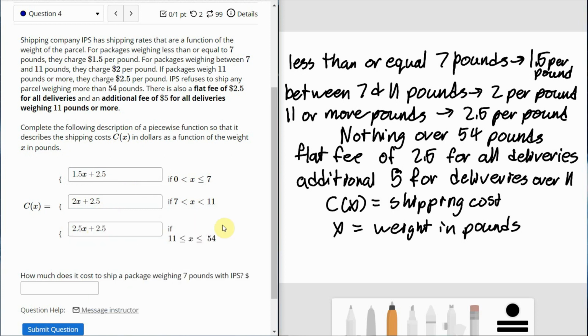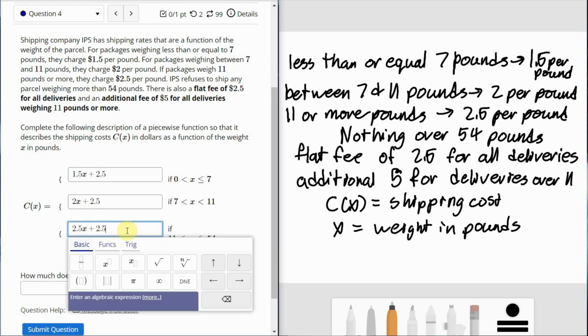The last number clue says that there is an additional fee of $5 for all deliveries over 11 pounds. The only expression that has a domain that is over 11 is the third expression. So I'll add 5 to that expression as well.